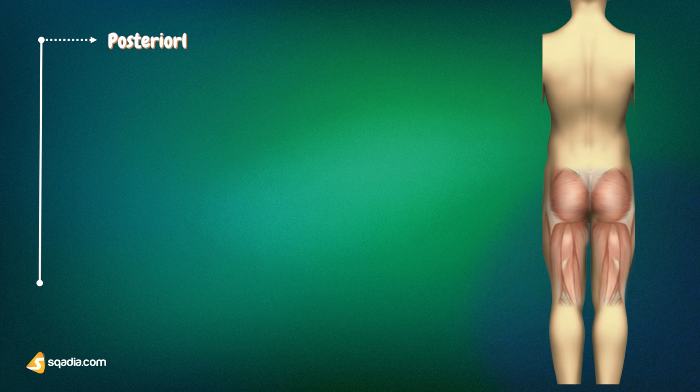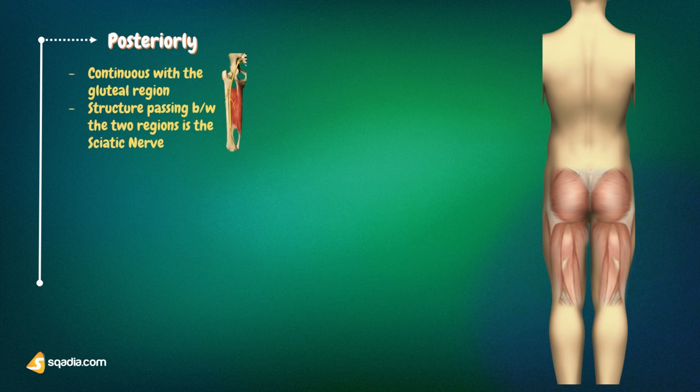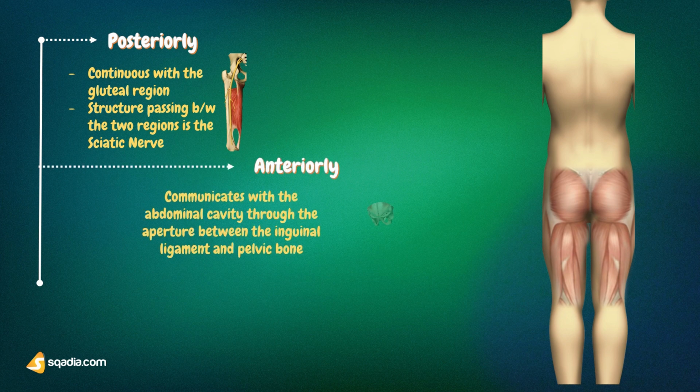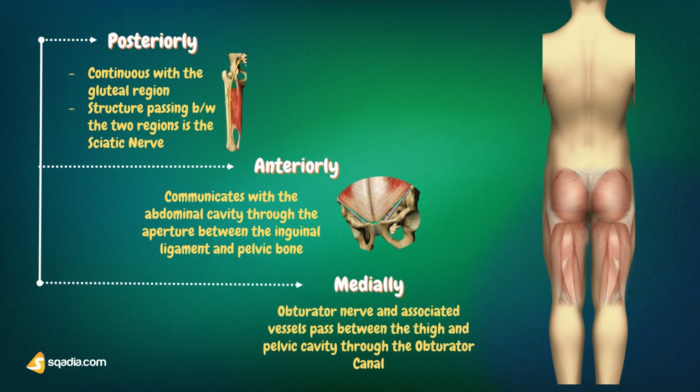Posteriorly, the thigh is continuous with the gluteal region, and the major structure passing between the two regions is the sciatic nerve. Anteriorly, the thigh communicates with the abdominal cavity through the aperture between the inguinal ligament and pelvic bone. The significant structures passing through this aperture are the iliopsoas and pectineus muscles, the femoral nerve, artery and vein, and lymphatic vessels.